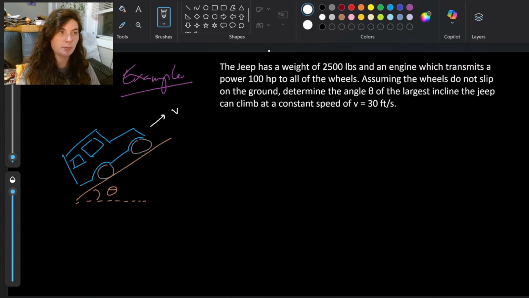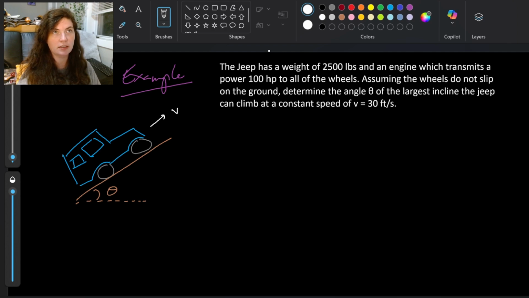In this first example, we're trying to find the angle that our Jeep can travel up. We have a Jeep with a weight of 2,500 pounds and an engine which transmits a power of 100 HP to all of the wheels, assuming the wheels do not slip on the ground, as in it's not rolling down, there's no friction there.